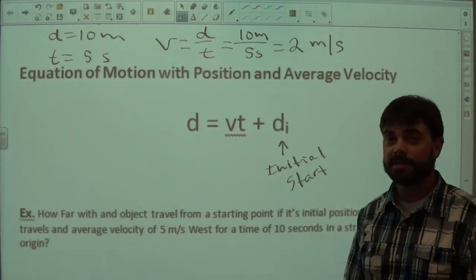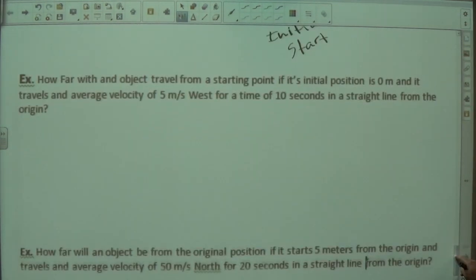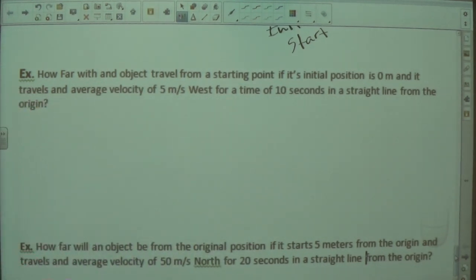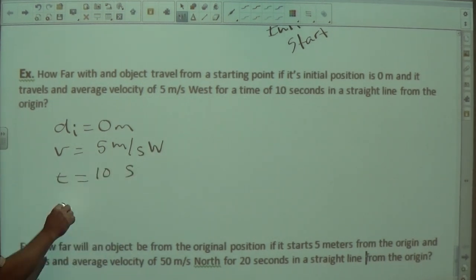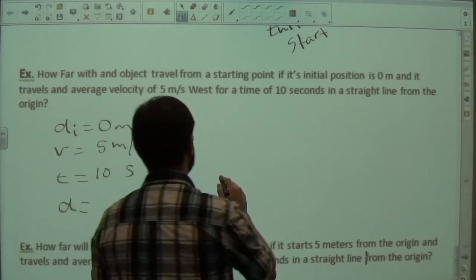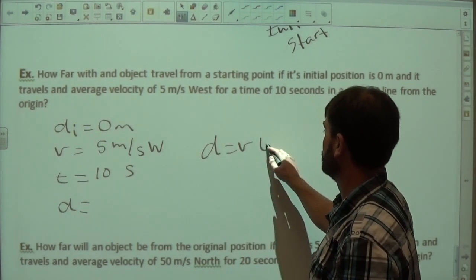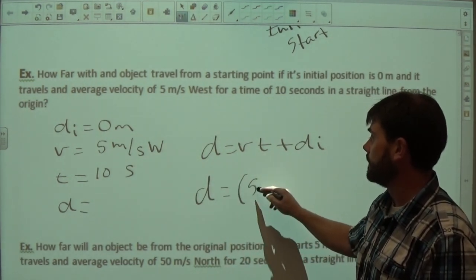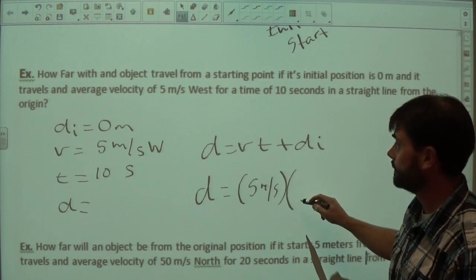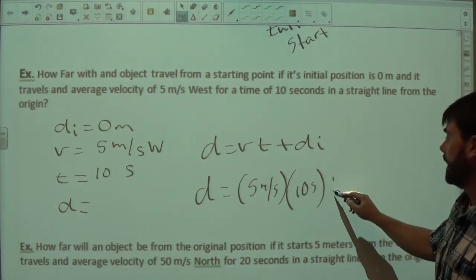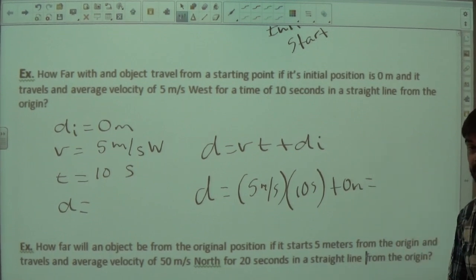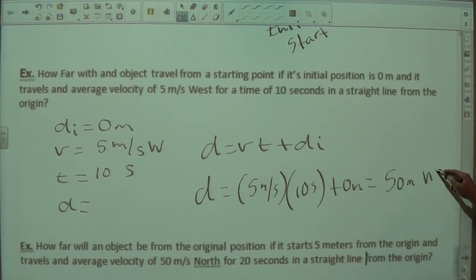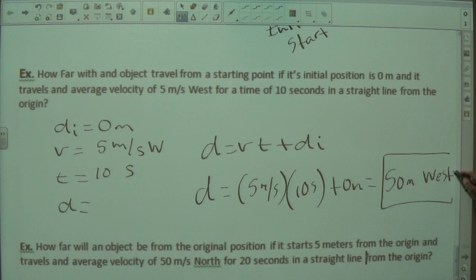Thinking again of frames of reference, if we're considering a person or an object. So the first example says how far will an object travel from a starting point if its initial position is the distance from the origin. Well, we know that distance is velocity multiplied by time plus the initial distance. So if we want to figure out the total distance traveled, we'll take the velocity, 5 meters per second, multiply it by the time, 10 seconds, and add the initial distance, which is 0 meters. So 5 times 10 gives me 50 meters west of wherever our start point was.